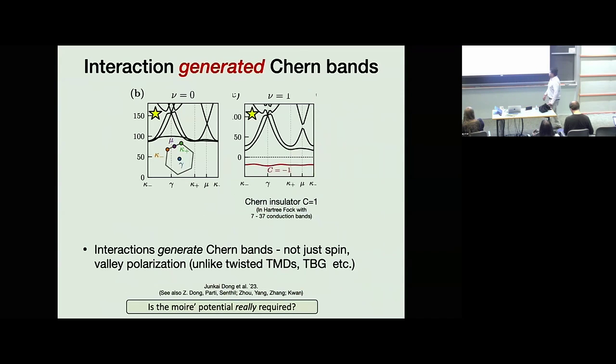Okay, so the solution, at least according to us, to all these papers, is that it's really interactions that are crucial not only in polarizing the electrons, but also in generating these Chern bands. What we did is we just looked at Hartree-Fock. We kept many of these bands, and you project the Coulomb interaction into this band structure, and you see this very nice Chern 1 band separating out when you're at filling of 1 electron per unit cell. So interactions not just polarize spin and valley, but they also seem to generate these Chern bands.